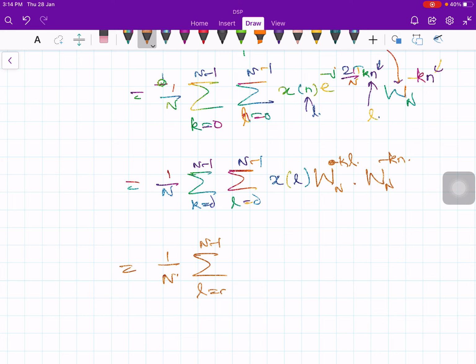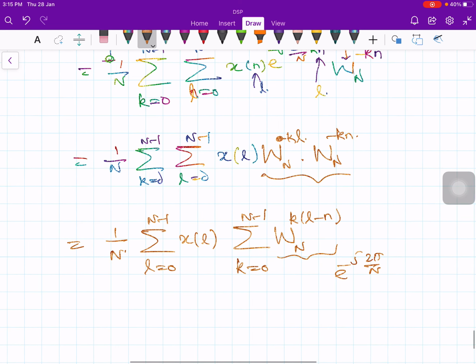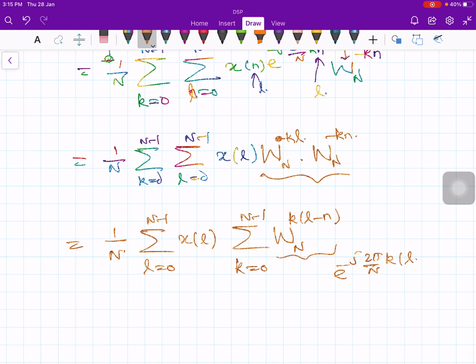So, L is equal to 0, x of L summation k is equal to 0 to N minus 1. You combine these two guys, W_N, and the power is, I can write k times L minus n. Okay, combine these two and sum up over k because both contain k. If you take the interpretation of this W_N as e to the minus j 2 pi by capital N, and then k times L minus n.